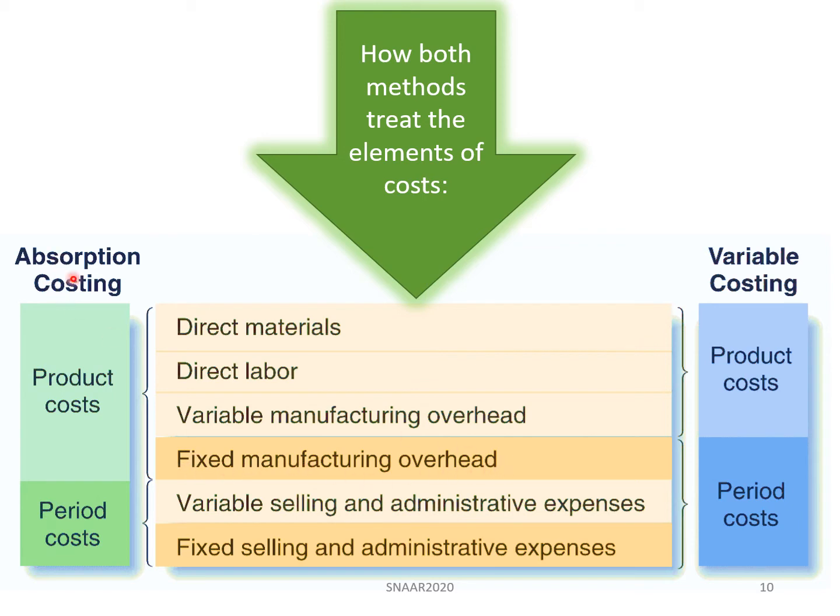Kalau dalam absorption, dia akan treat fixed manufacturing overhead sebagai product cost. Kalau dalam marginal ataupun variable costing, dia akan treat the fixed manufacturing overhead sebagai period cost. That is the difference and it will lead to the difference in the valuation of the product cost ataupun the inventory. And we'll see the guided illustration next. Okay.